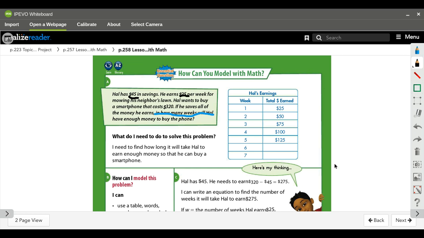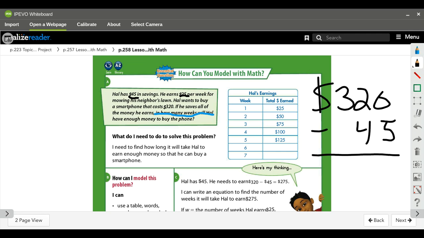So I already know my total. My total is going to be $320. And then he already had $45. So I'm going to take away that $45 because then that will give me the amount that I need to put into savings. And so when I subtract that, I'm going to get $275. So I need to see how many weeks it's going to take me to get to $275.